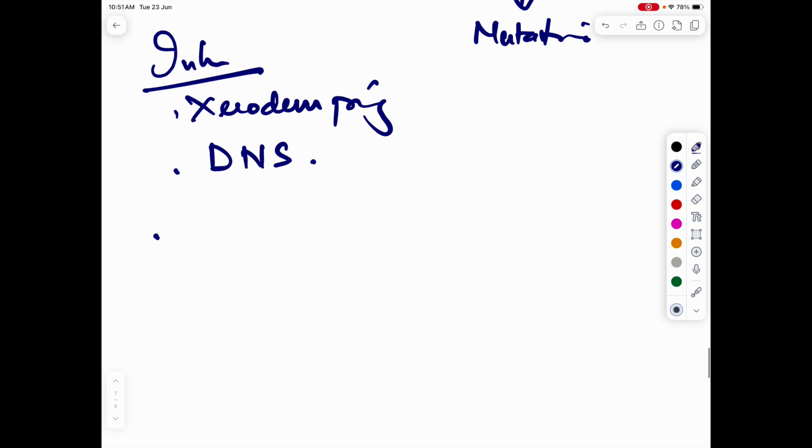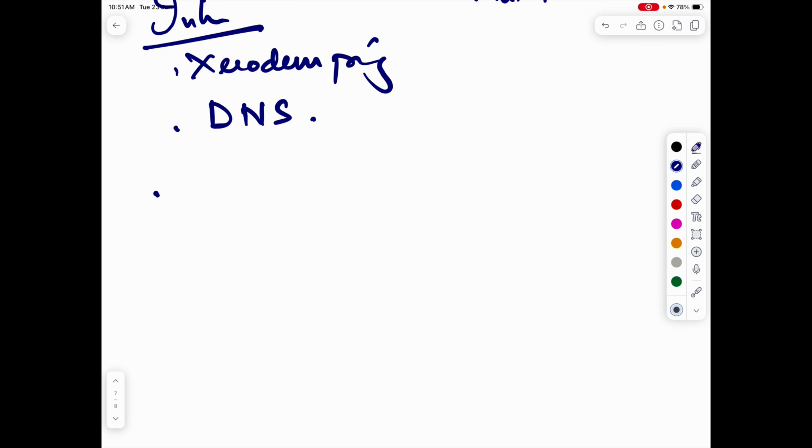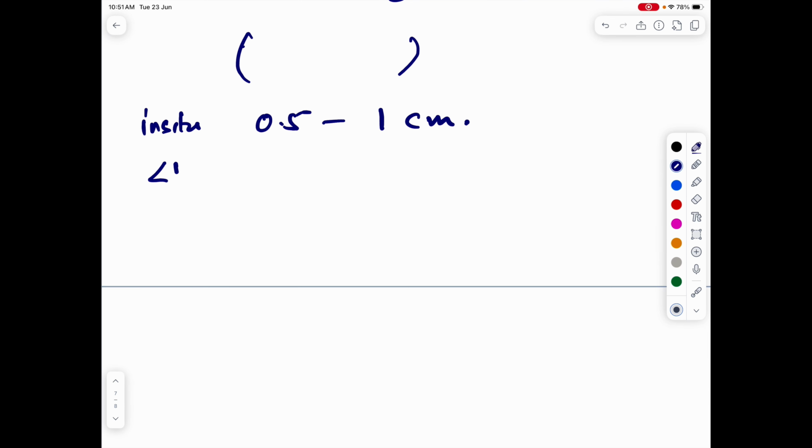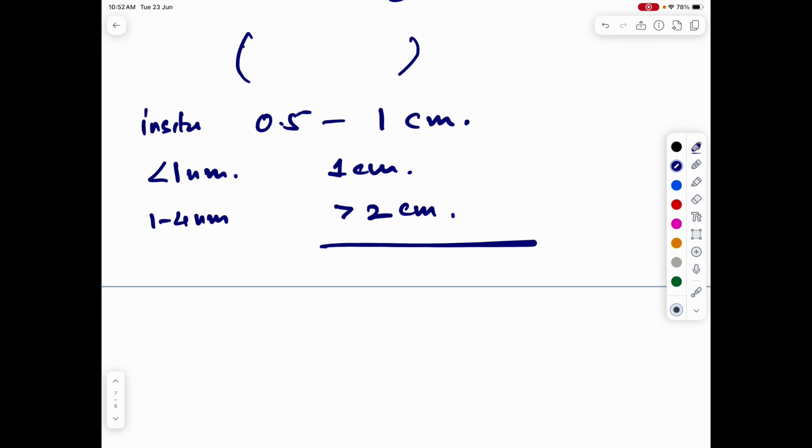If the person is having a 1 mm thick lesion and the excision margin is 0.5 mm, is it okay? No, it needs further excision. So the excision has to be done more. Basically it is 0.5 to 1 centimeter if it is in situ. If the thickness is less than 1 millimeter, it has to be at least 1 centimeter. For 1 to 4 millimeter, it has to be more than 2 centimeter. So a 2 centimeter margin has to be there if it is more than 1 millimeter thickness.